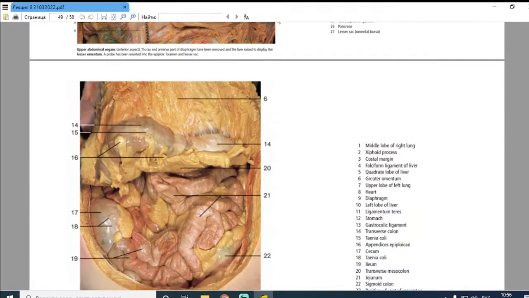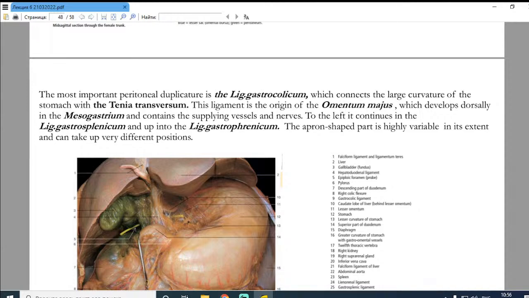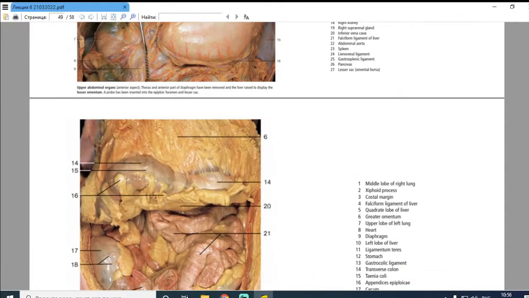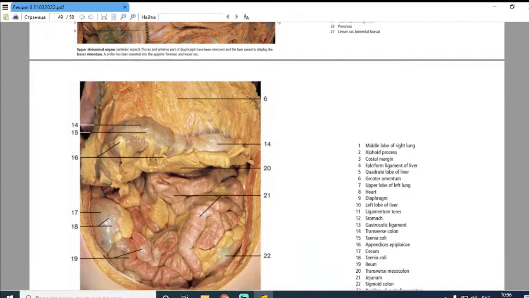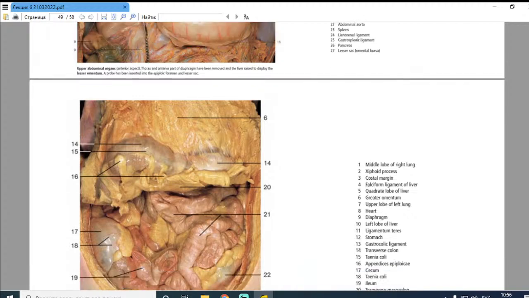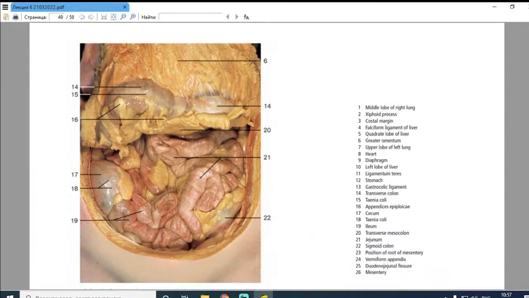What do you see? Omentum majus. And here you see the transverse colon. This is the omentum majus. Here you see the intestine, the small intestine.